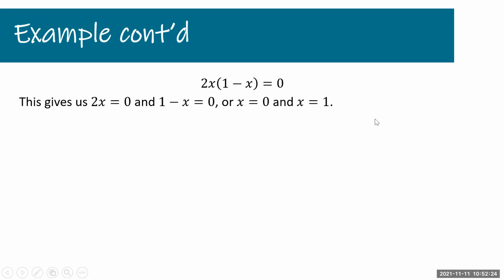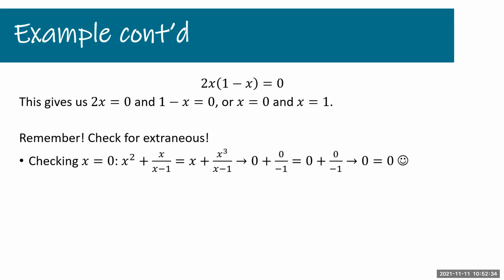But remember, we have a rational equation, so we're not quite done yet. We need to plug 0 and we need to plug 1 right back into the original to make sure we don't have an extraneous solution. So let's check 0. If we plug 0 into everything, we get 0 plus 0 over negative 1 equals 0 plus 0 over negative 1, which says, hey, 0 equals 0, which is true. We're good to go. So x equals 0 is a valid solution.